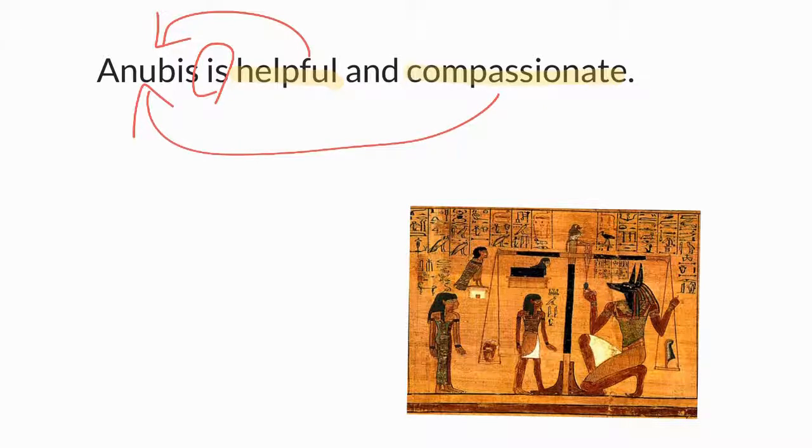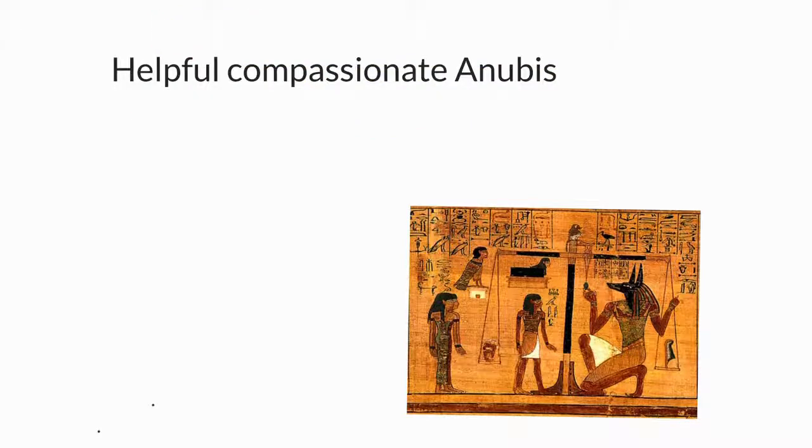So I can take both of these adjectives and I can put them in front of Anubis. And I'm also going to get rid of my linking verb and my conjunction. All I need is my two adjectives and my noun. Let's see what that looks like. So now I have the adjectives helpful and compassionate in front of Anubis. They are describing him, and they are both adjectives.